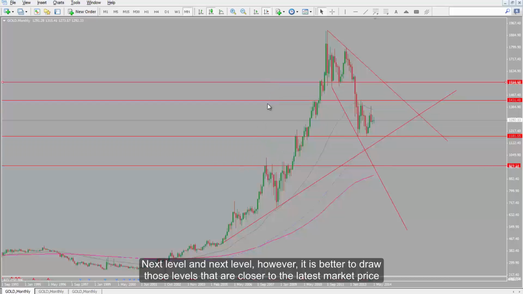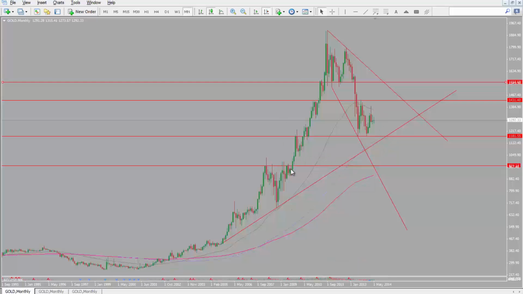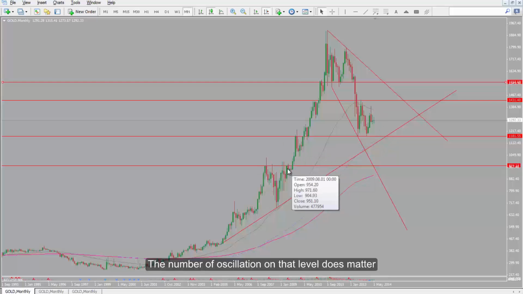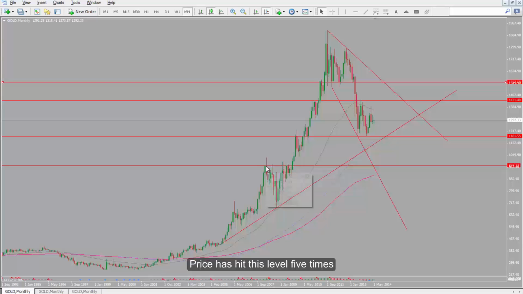Next level and next level, however, it is better to draw those levels that are closer to the latest market price. The number of oscillations on that level does not matter. Price has hit the level 5 times. Trend reacted to this line 4 times.